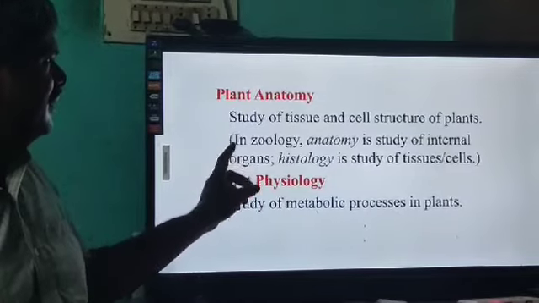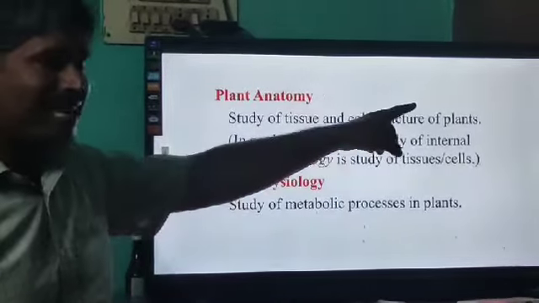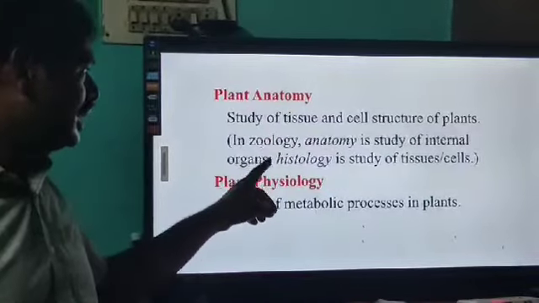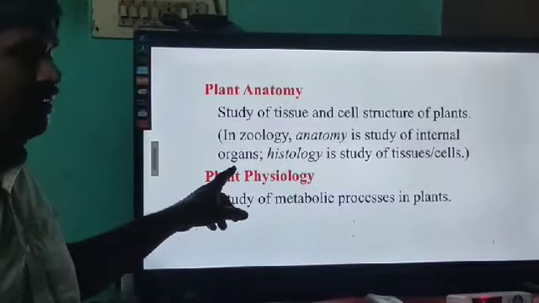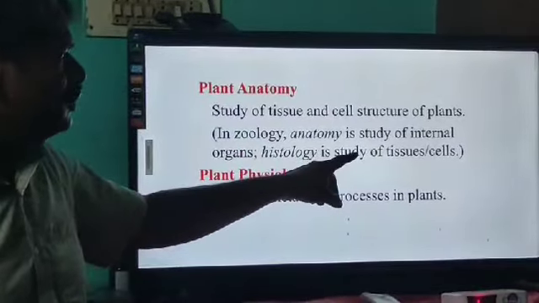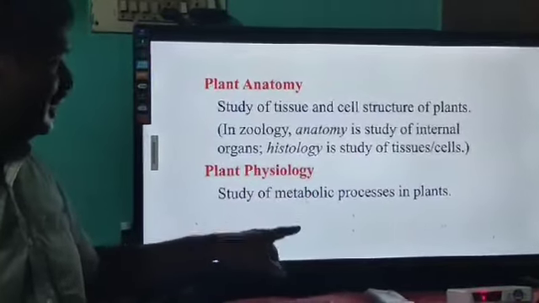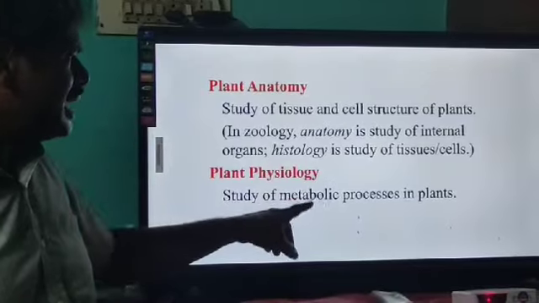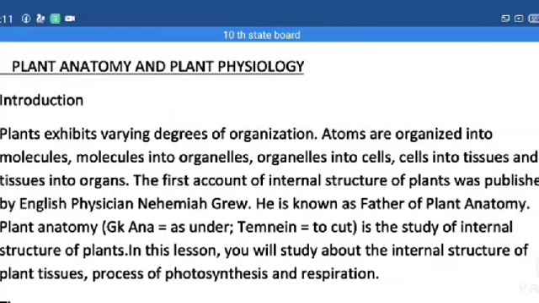Plant anatomy is the study of tissue and cell structure of plants. In zoology, anatomy is the study of internal organs. Histology is the study of tissues or cells. Plant physiology is the study of metabolic processes in plants. Plant anatomy and plant physiology: Introduction.